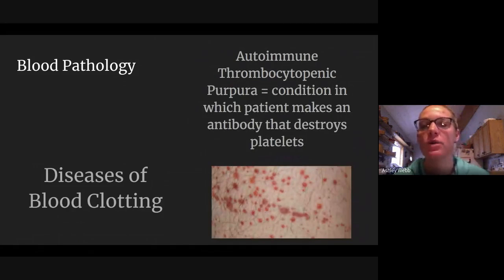Autoimmune thrombocytopenic purpura. It looks really intimidating, but you break it down. We have auto meaning self, immune meaning immune, thrombo meaning clotting cell or platelet, cyto meaning cell, penic meaning pertaining to a deficiency, and then purpura meaning those tiny spots of hemorrhaging. It's an autoimmune disorder, a condition where the body starts to make antibodies against itself. Those antibodies are against the platelets.